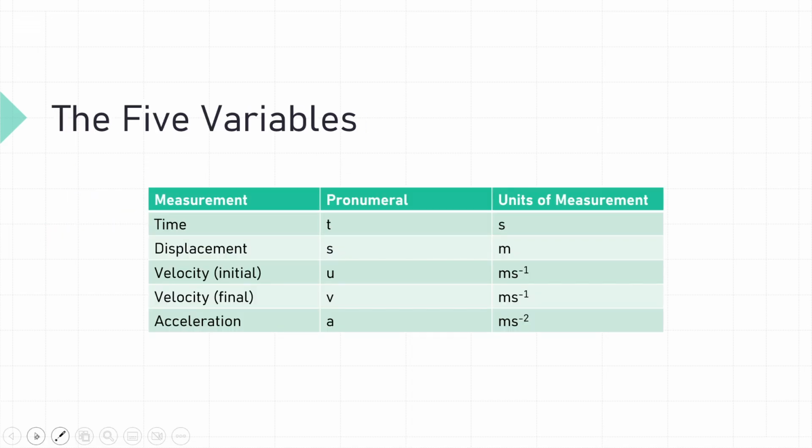So first off, let's have a look at the 5 variables that will be a part of these kinematic equations. These are variables that we're already familiar with, but these kinematic equations will include most of each of these values. So you will see time, displacement. There will be 2 velocity measurements that we see, an initial and a final velocity. So U and V is a notation that I'll be using here in this video. And then acceleration itself will also be included in these kinematic equations as well.